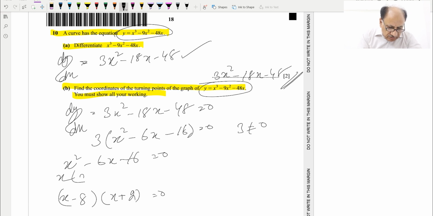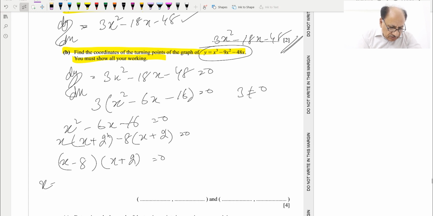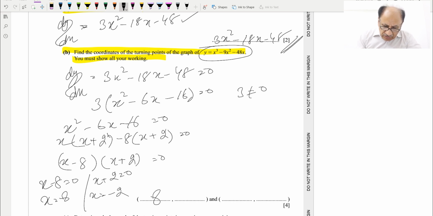And the intermediate step also we can give like this one. This will be x plus 2 is equal to 0. Hopefully you are understanding. So x minus 8 is equal to 0. This implies x is equal to 8, and x plus 2 is equal to 0, so x is equal to minus 2. So 8 and minus 2, two values we found.